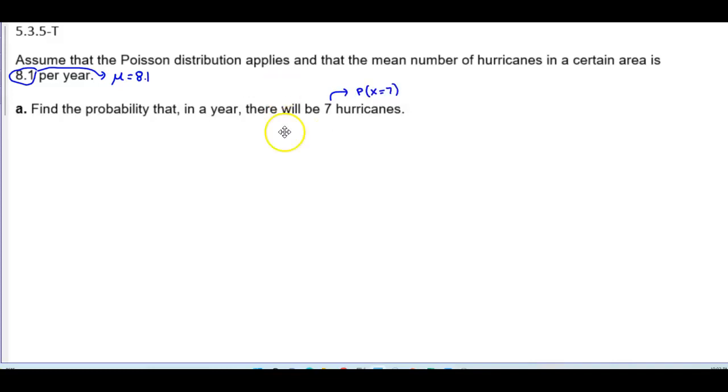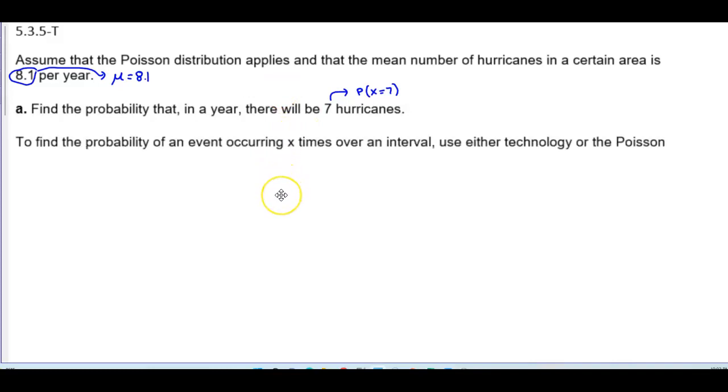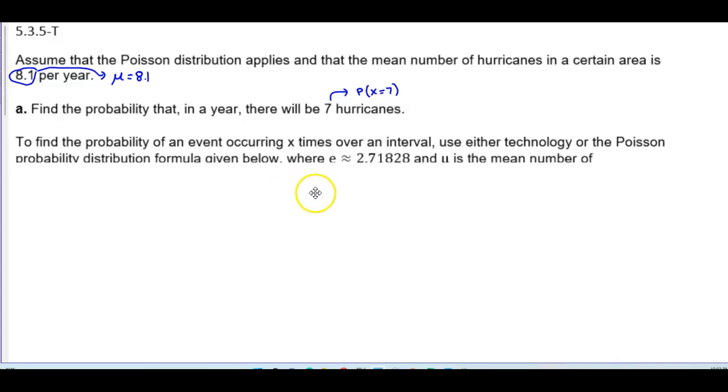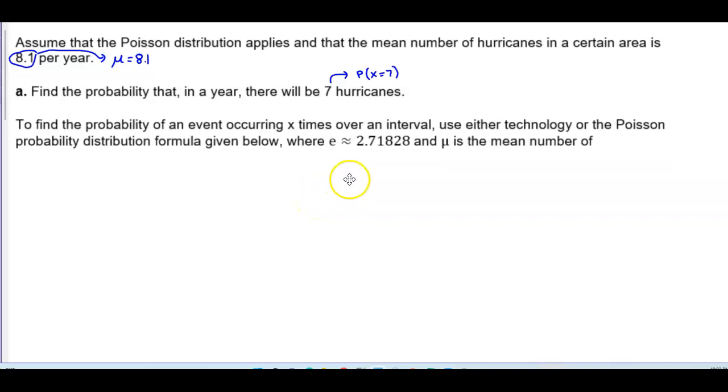7. Now, to find the probability of an event occurring x times over an interval, use either technology or the Poisson probability distribution formula given below, where e is approximately 2.71828 and the mean is the mean number of occurrences of the event in the intervals, which is given as 8.1. Now here is the Poisson probability formula.